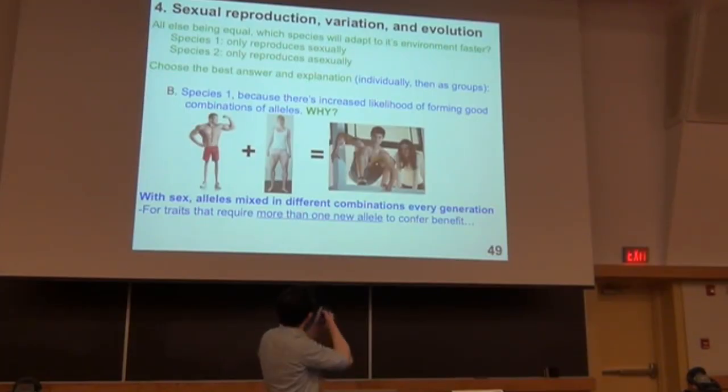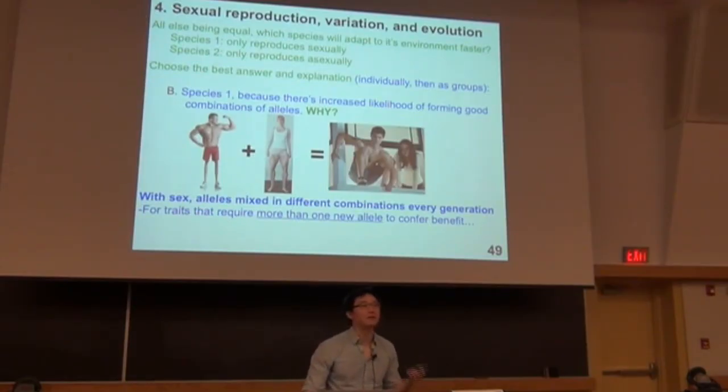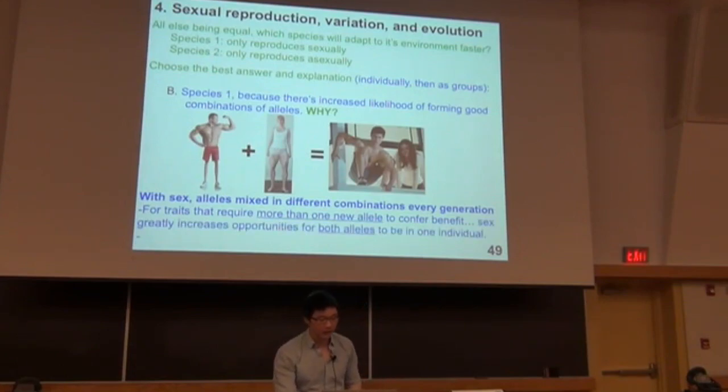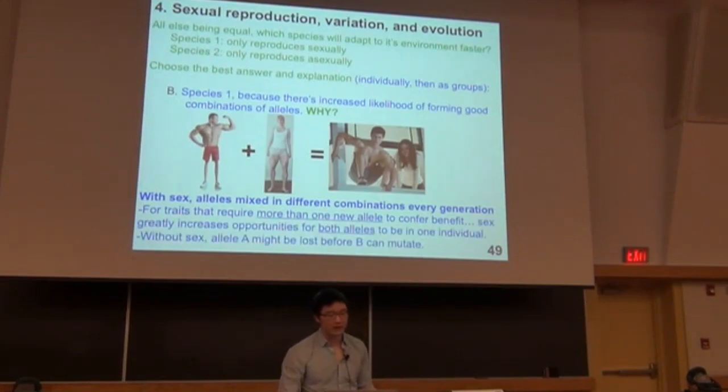So in order to get the benefit of having a balanced, strong body, you need this to mutate, and for this to be passed on for millions of generations, and then for something new to evolve as well, right? So you kind of lose out on good combinations because they take too long to form. You lose one mutation before another mutation comes along, right? So without sex, you might lose allele A before allele B can mutate in the same lineage. Okay, does that kind of make sense?